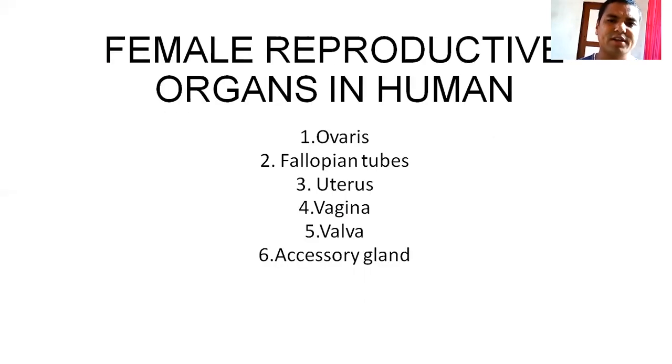Now, a drawing of the female reproductive organs in humans. Let's discuss this female reproductive organ in humans. The female reproductive organs of humans are the ovaries, fallopian tubes, uterus, vagina, vulva, and accessory glands.